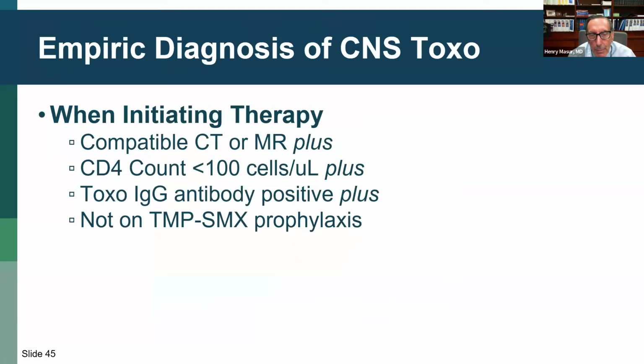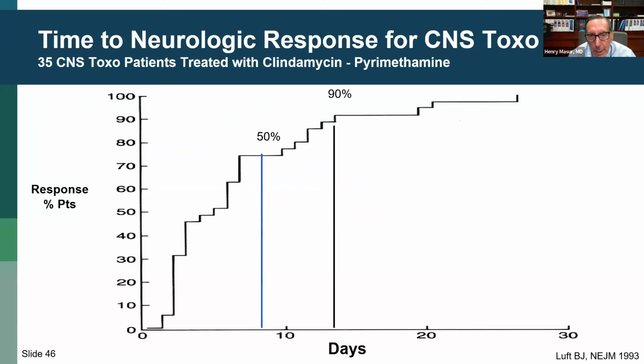So the perfect patient for empiric therapy is somebody who has a compatible space-occupying lesion. They have a CD4 count less than 100. You almost never see toxo over 100. Their toxo IgG is positive, although you have to be careful in this modern era that some of the ELISA kits that labs use are not that sensitive. So you can probably once in a while see it in somebody who's serologically negative. And if they're on trimethoprim sulfa prophylaxis and really taking it, they're not going to develop toxo. So these are the criteria for empiric therapy. And we generally go for 2 weeks based on this kind of data.